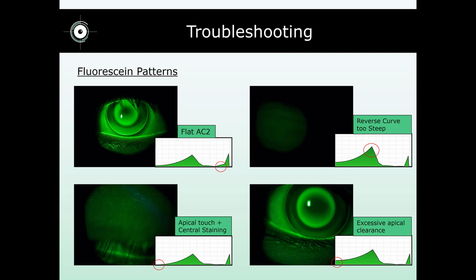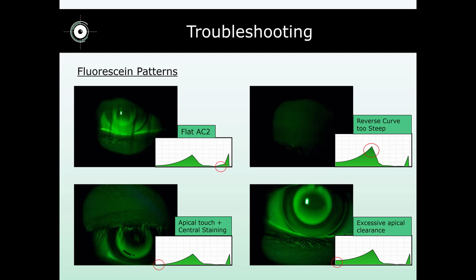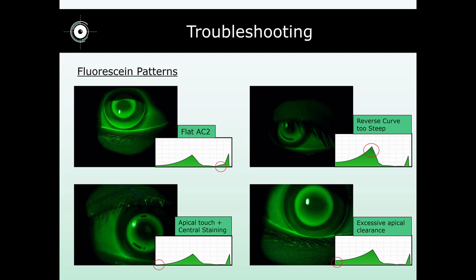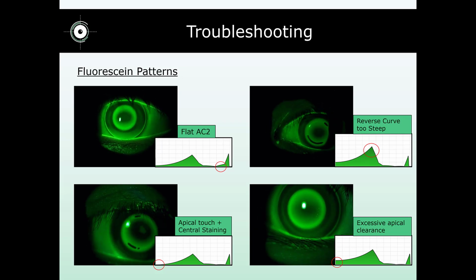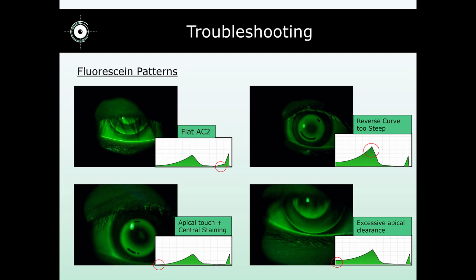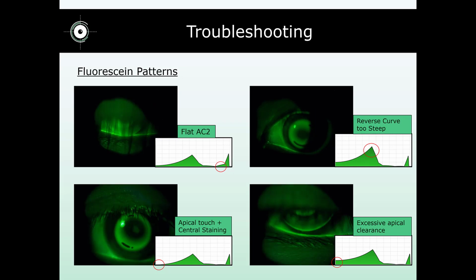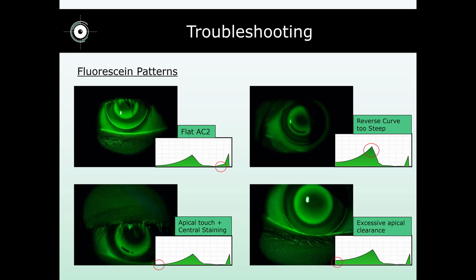Reverse curve. With an overly steep reverse curve, bubbles may appear in the reverse zone with possible fluorescein seen in the center, indicating excessive apical clearance. Adjust by flattening the reverse curve or make the value higher, or widening the reverse curve width.